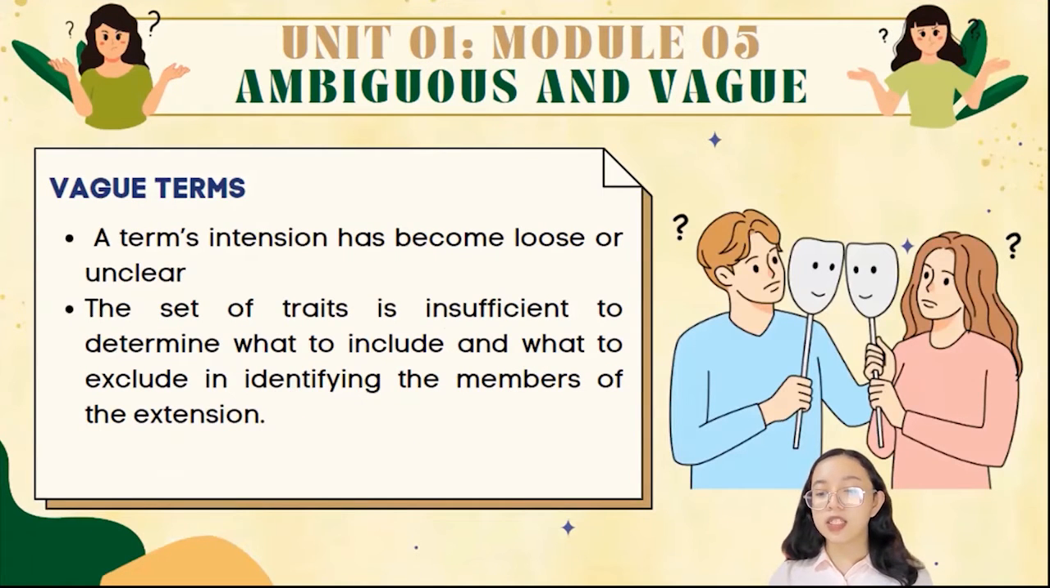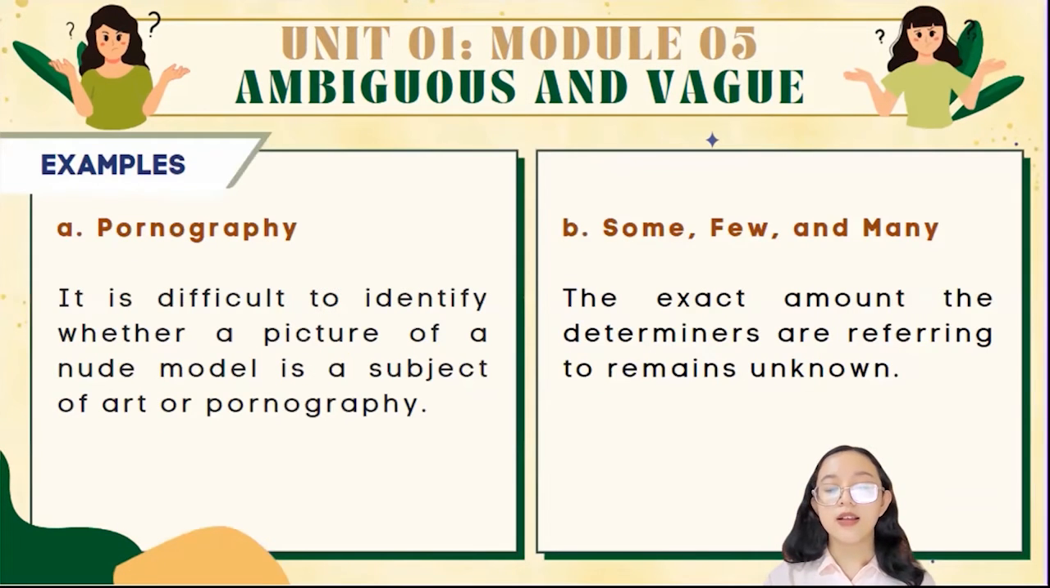Now that I have discussed what are ambiguous terms, let's move on to vague terms. We consider a term vague when its intention, referred to as the trait or sets of traits shared by the extension of a term, is too loose or unclear that makes it difficult to determine what to include and what to exclude. So an example of a vague term is the word pornography. For many of us, it is difficult to determine if a picture of a nude model can be classified as an example of obscenity or a piece of art.